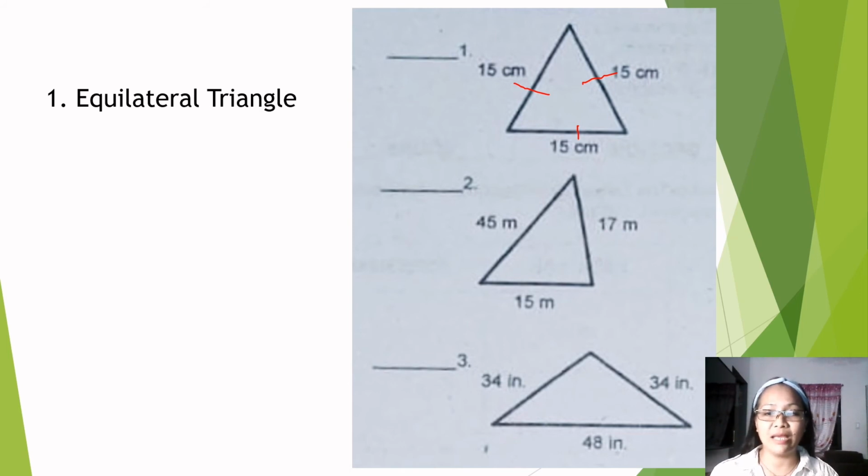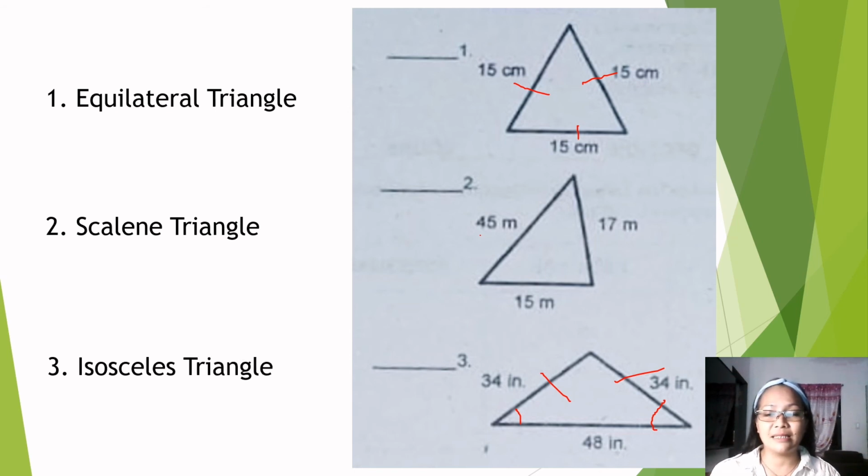And for number 2, we have here 45, 15, and 17. All the sides are different or no sides are congruent. Therefore, we have a scalene triangle. And for number 3, we have 34, 34. So these 2 sides are congruent. Therefore, these 2 angles are also congruent. And the base is different. So since 2 sides are congruent, then it is an isosceles triangle.